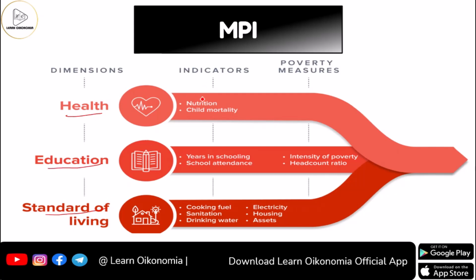Health covers two aspects: nutrition and child mortality. Whereas when it comes to education, it covers four important elements that take into consideration the years in schooling, school attendance, intensity of poverty and head count ratio. Then moving to the standard of living, it takes into consideration the different aspects that involve cooking, fuel, sanitation, drinking water, electricity, housing as well as assets.